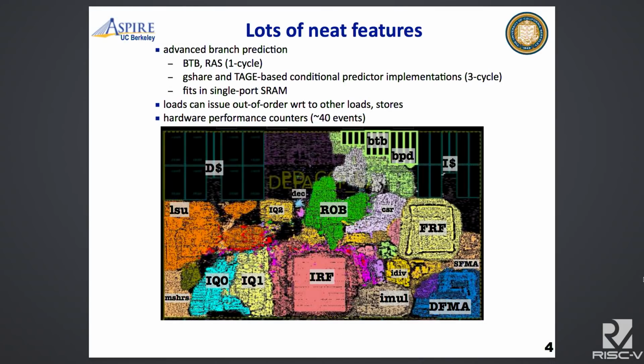There are a lot of neat features in Boom. Just as a few examples, it has advanced branch prediction. This is a set-associative branch target buffer with a return address stack, and it'll give you an answer in one cycle. There's a more complex G-share or TAGE-based implementation for conditional branch prediction that'll give you an answer in 3 cycles. All of those predictors fit in single-port SRAM, so we can fit them very densely on a chip. It does other fancy things, like loads going out of order. You can get all sorts of performance metrics out of this. And as I said, you can synthesize this.